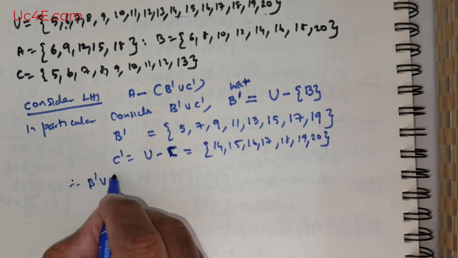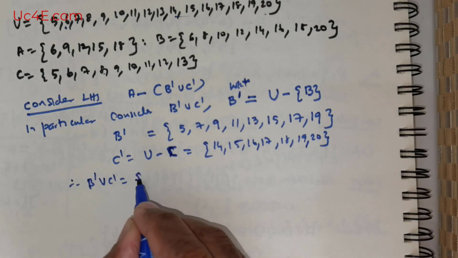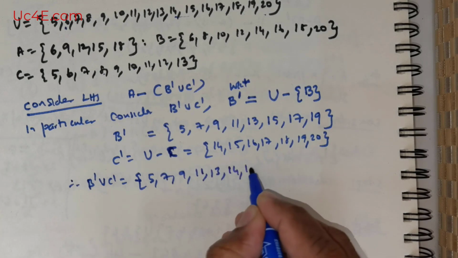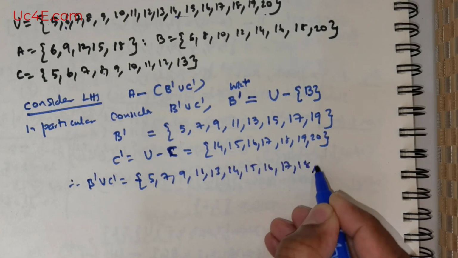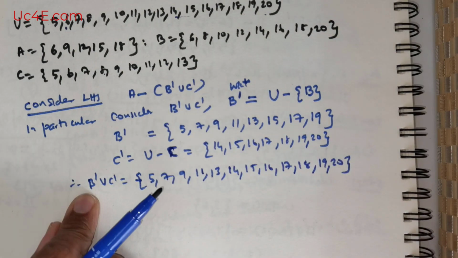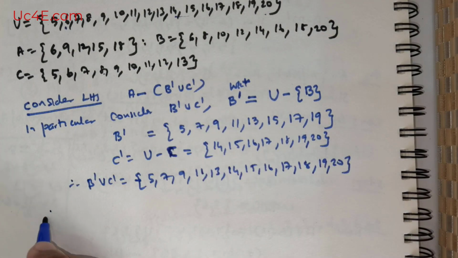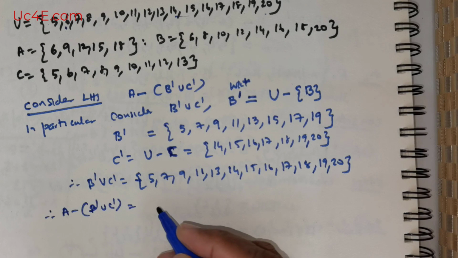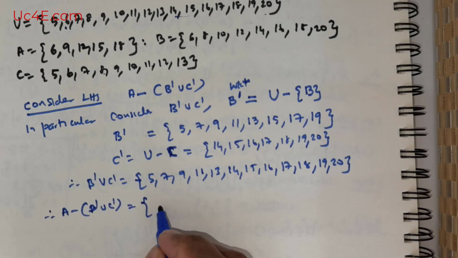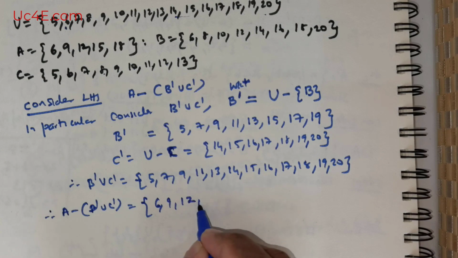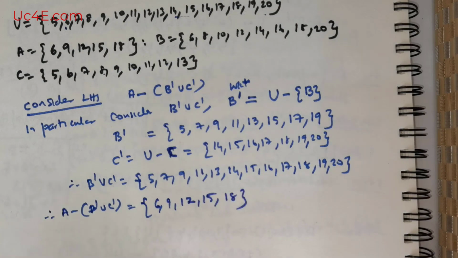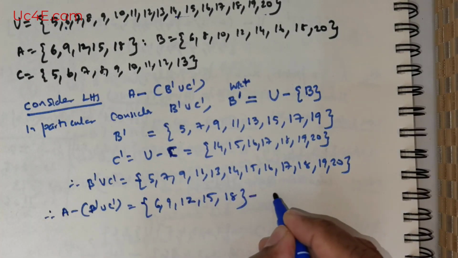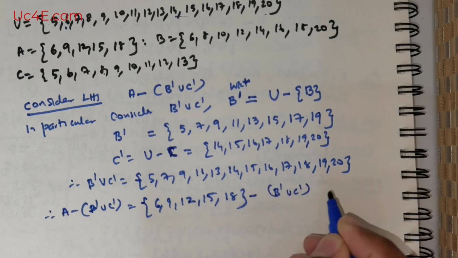Right, that's there. So now we got B complement union C complement. So these two are united. That would give me, right. Now I need to perform the difference. So therefore A difference of B complement union C complement is equal to my A. I'm writing my A. A is 6, 9, 12, 15, 18. So whatever we see here should be taken out of A. Okay, minus B complement union C complement.